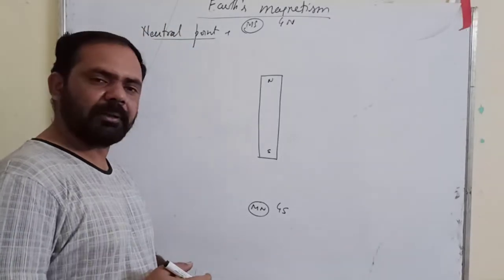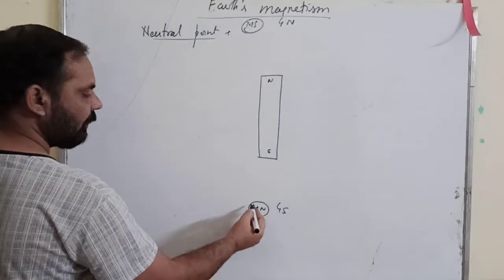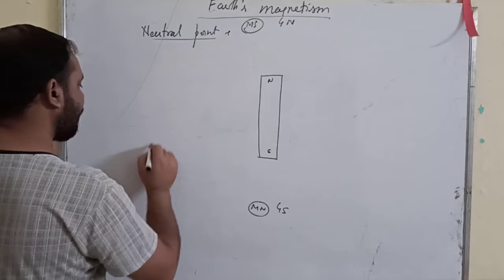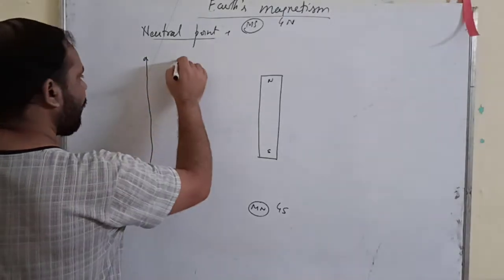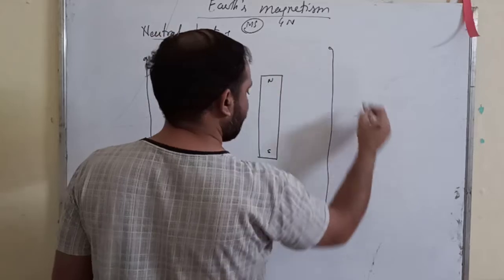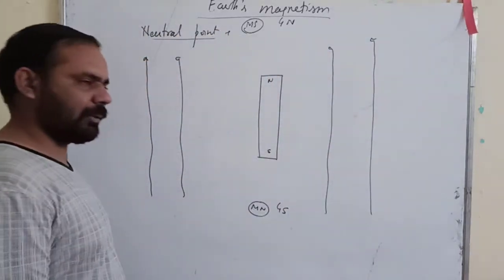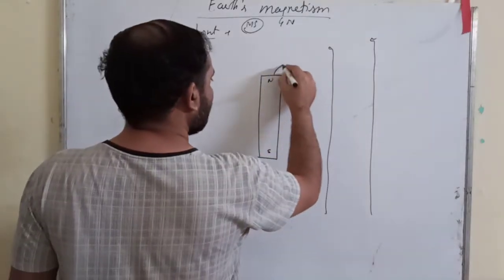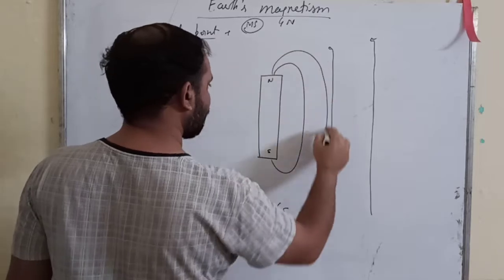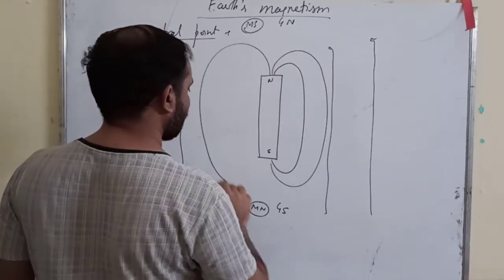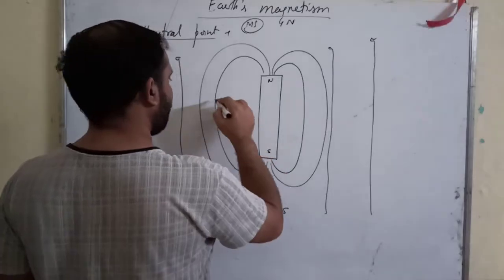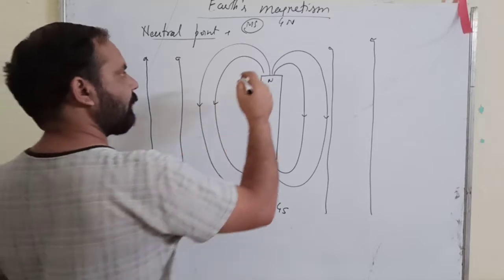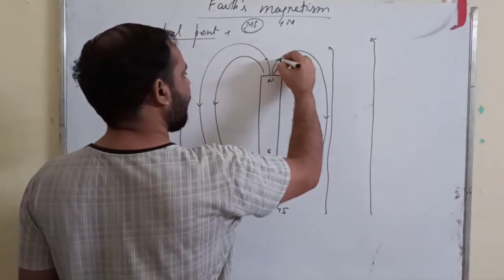Now what is the direction of Earth's magnetic field? We know that it is from the geographical south, because there we have the magnetic north. So the direction of Earth's magnetic field is like this. Now what is the direction of the magnetic field of this bar magnet? It is from the north pole towards the south pole, like this. It is having this direction.